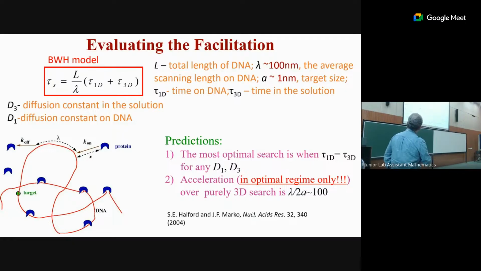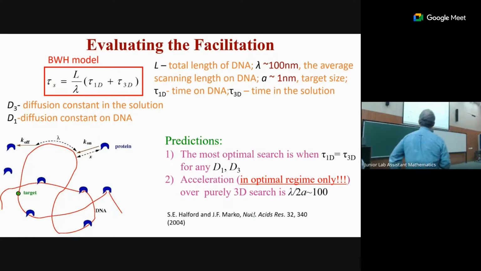So L is the total length of your DNA. Lambda is this average size that you scan on DNA in each search cycle. And this is time to be on DNA, time to be in solution. So it's a very reasonable thing. So L over lambda is the number of cycles you have to do before on average you will find the target.